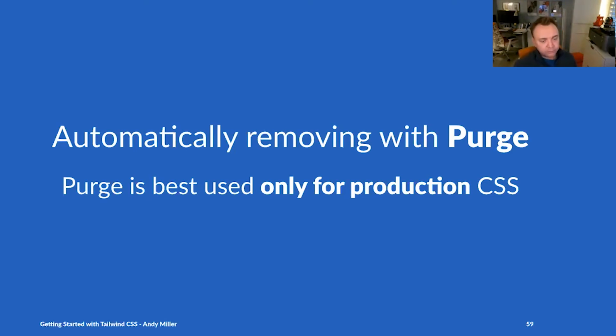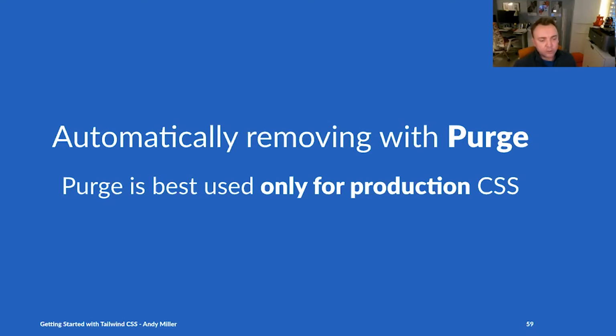This used to be a third-party thing that you would install as a plugin, but in recent versions of Tailwind, I think from 1.9, it's been built into Tailwind. So what Purge does is, during the compile process, it runs through all of your HTML, all of your Markdown, and it looks for classes that you're using, and it only puts the classes that you're using in this production version of the CSS.